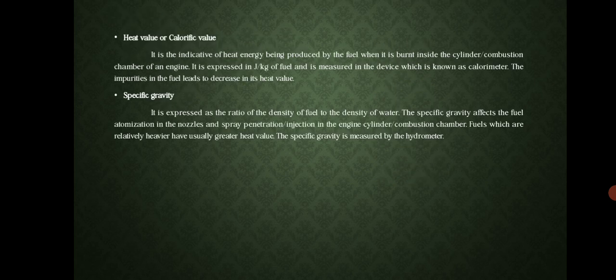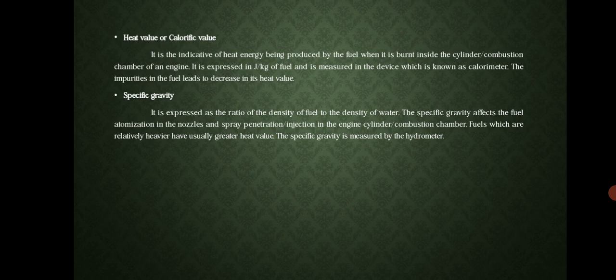Heat value or calorific value. It is indicative of the heat energy produced by the fuel when it is burned inside the cylinder or combustion chamber of the engine. It is expressed in joules per kg of fuel and is measured in a device known as a calorimeter. Impurities in the fuel lead to a decrease in its heat value.